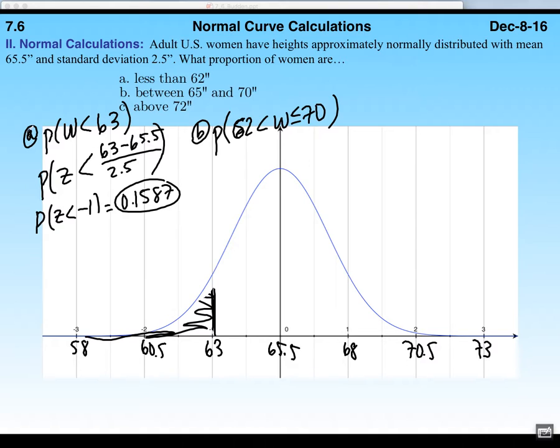So we're going to find what percentage of women fall between 62 and 70 inches, so between Kate's height and Marta's height. What's the first thing that we're going to do? Convert to a z-score. So this is going to be 62 minus 65.5 all over 2.5. As soon as you do that, the W changes to a Z because it's now a different distribution.